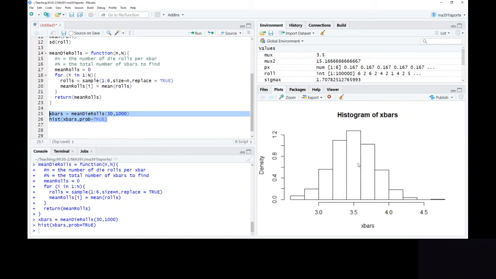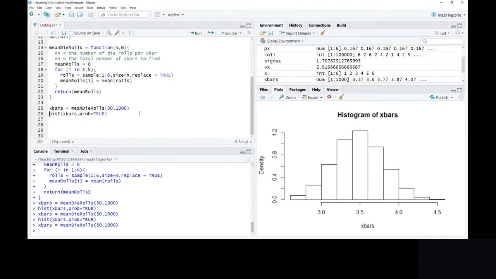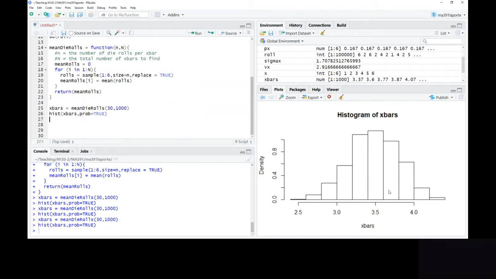All right, so what does that histogram look like? Well, it definitely doesn't look like a histogram of a uniform distribution, right? So the die roll is 1/6, 1/6, 1/6, 1/6, but now this X bar business looks a lot like a normal distribution. And it's got a little bit of variance in it, right? So we can do another one. Let's just do another one, see what it does. They're just spread out between 2.5 and maybe 4.5.